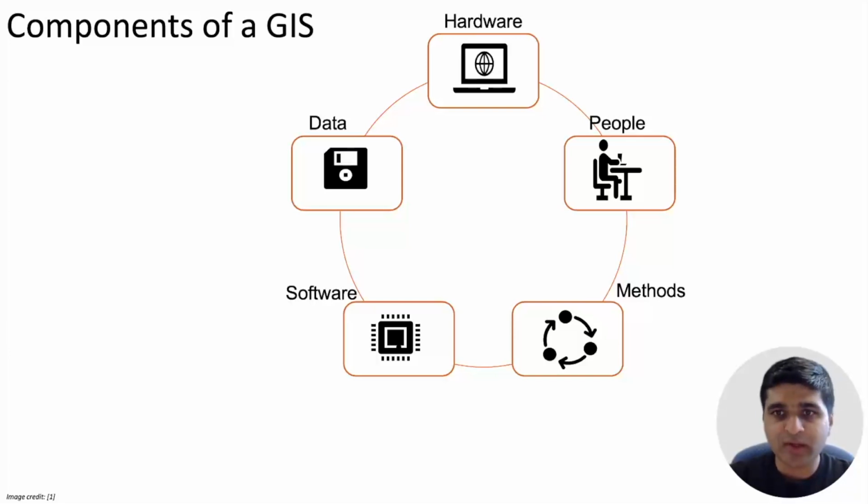This may be city planners, scientists, or everyday professionals using GIS to solve real world problems. Finally, there are methods, which are rules and practices that guide how GIS is used in different situations. Together, these components make GIS a complete system that helps us to collect, analyze, and share information about the world in a smarter way.